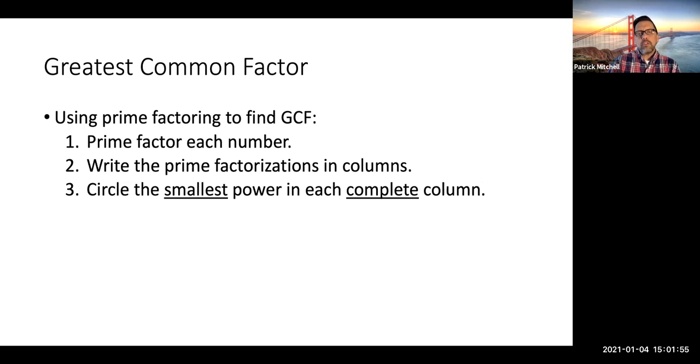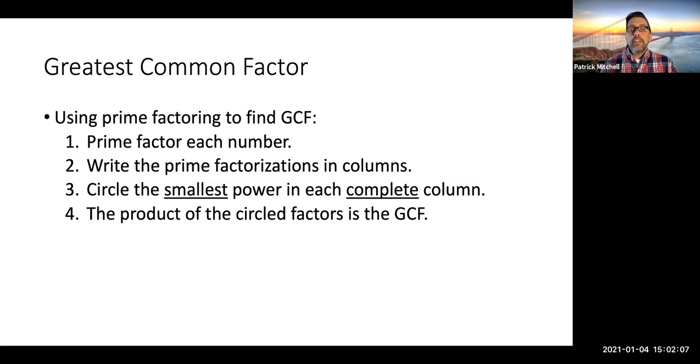Once we have those prime factorizations written in columns, we will circle the smallest power in each complete column. And again, you'll see exactly what I mean when we do it. The product of those circled factors is the greatest common factor. So let me get my tablet ready to go here. That's where I'm going to do my examples.